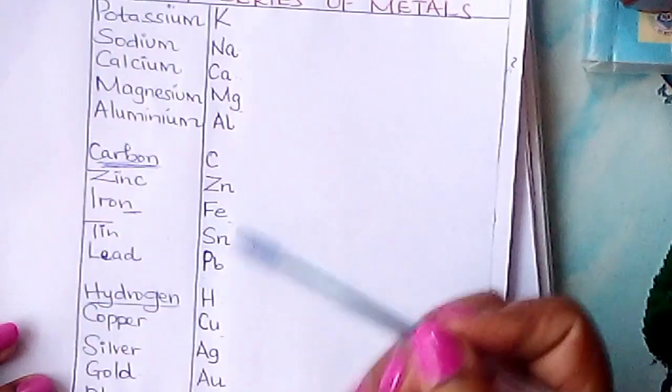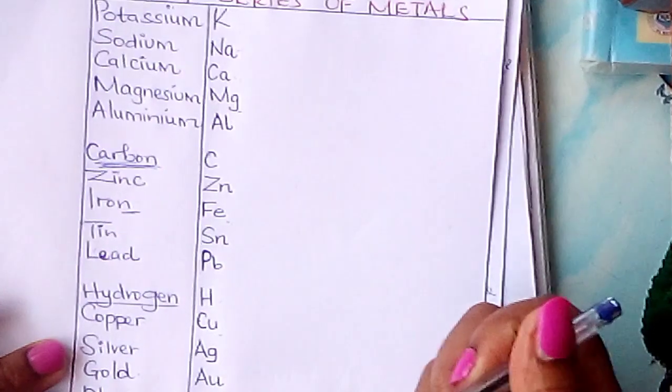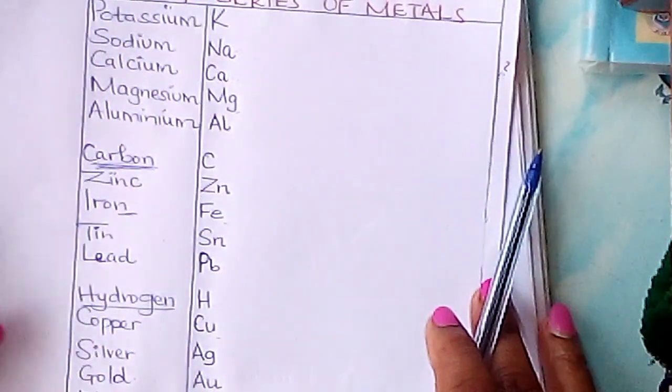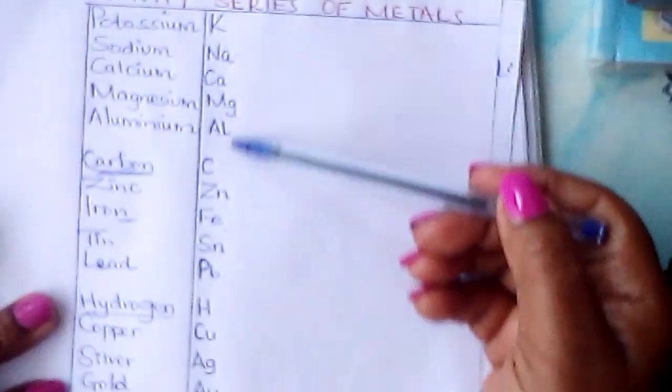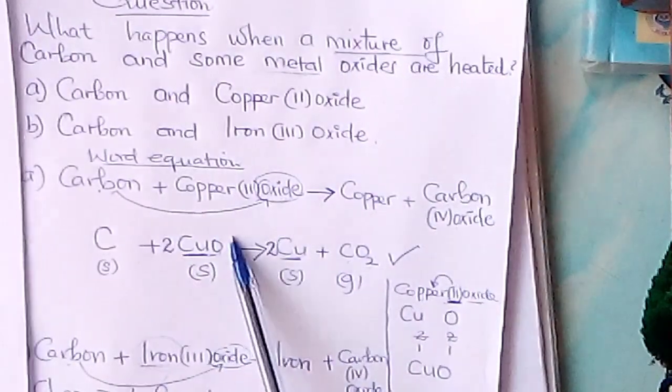It is able to remove oxygen, for example, from copper 2 oxide. So, go and practice on the reactivity series. Master it, master the corresponding symbols, and you should be able to apply it when it comes to such questions.